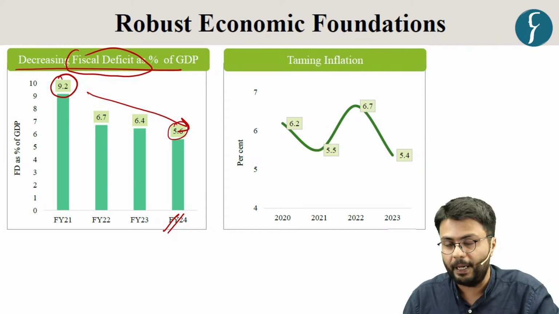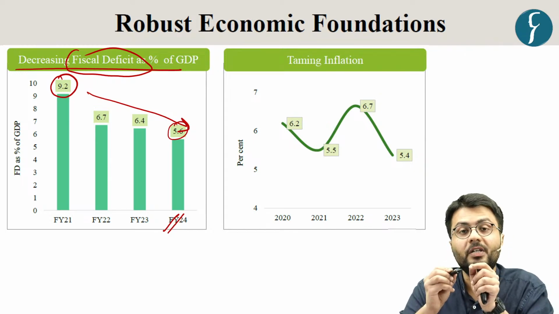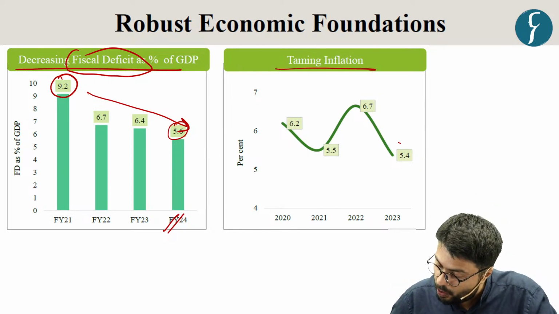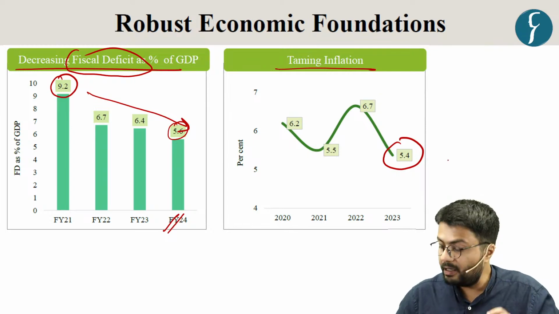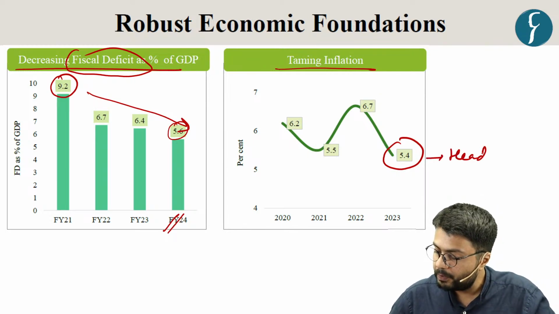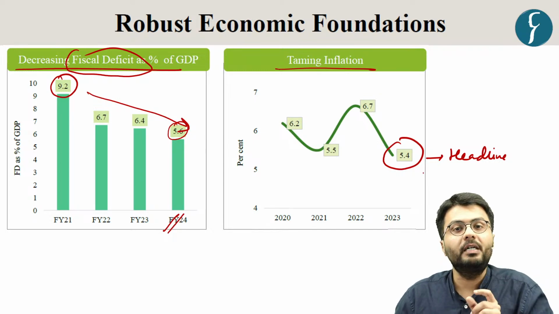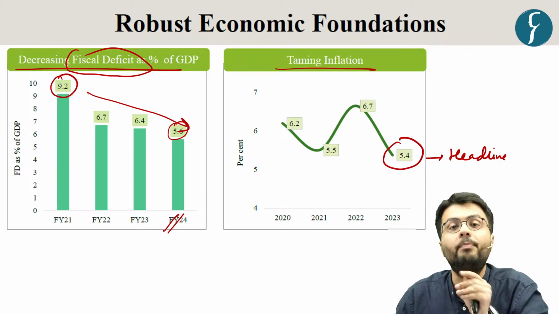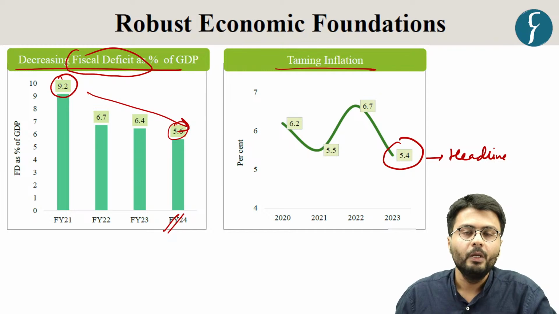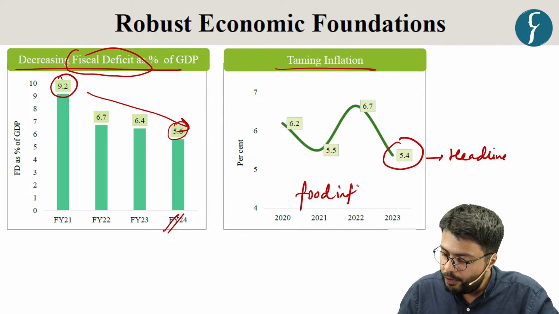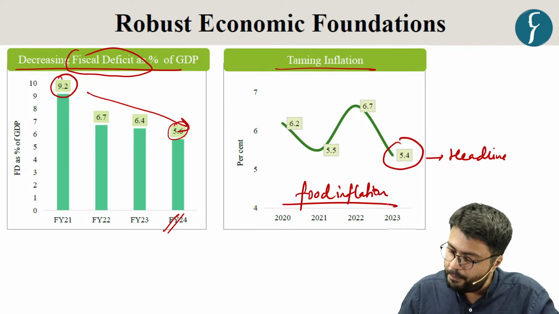Also, as far as ensuring control of inflation is concerned, India has been able to control its headline inflation to the tolerance level of below 6%, which is mandated to the RBI by the government of India. However, even today, the problem related to food inflation persists.